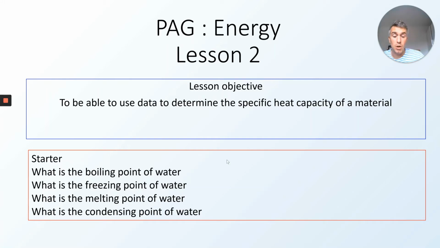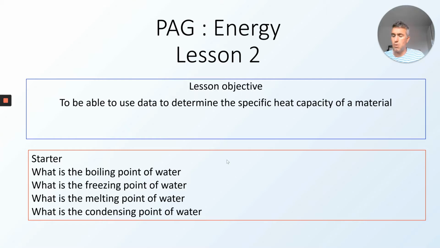Hi, so here we are, part two. We're going to carry on with calculating specific heat capacity, determining specific heat capacity from an experiment. So we're going to do some practice calculations today, and then I'm going to show you a set of results from an actual experiment. And you will be able to hopefully use the information from that to work out the specific heat capacity of water and aluminium. But let's just check the starter.